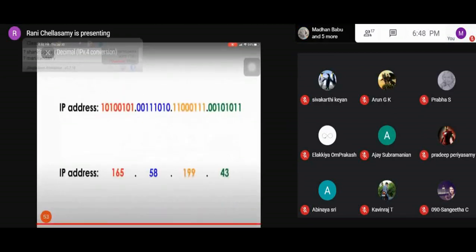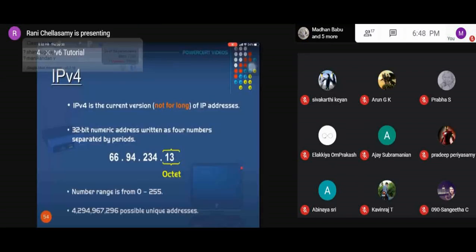Coming on to IPv4, the current version is 4. It is a 32-bit address, which you can represent by 4 octets. The given IP address is in decimal values separated by dots. Each octet ranges from 0 to 255, as we have already seen. So there are about 4 billion possible unique addresses.